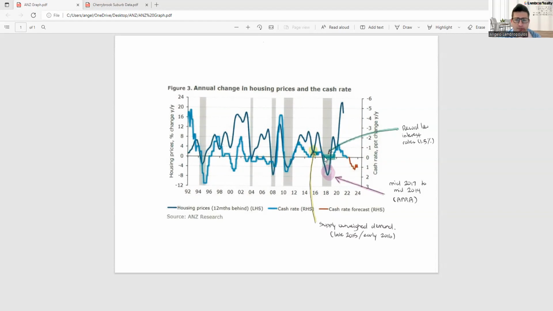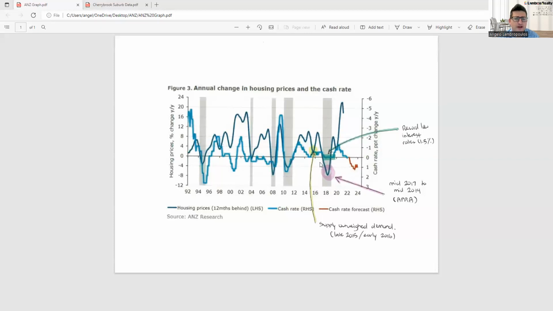And here we look at the green section. If you recall the May 2017 federal budget announcement, the policy was made in relation to APRA's intervention to tighten lending restrictions. What that did as a result, despite the fact we had record low interest rates at that point in time, with the RBA's official cash rate sitting at 1.5%, was that we saw close to an 8% drop in property values.